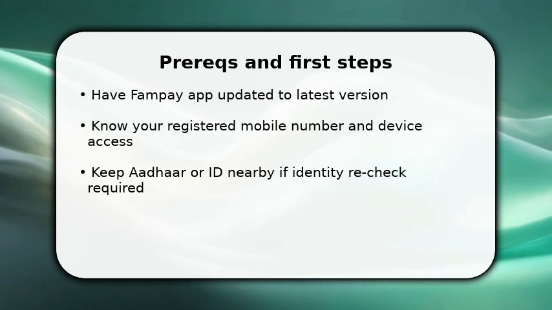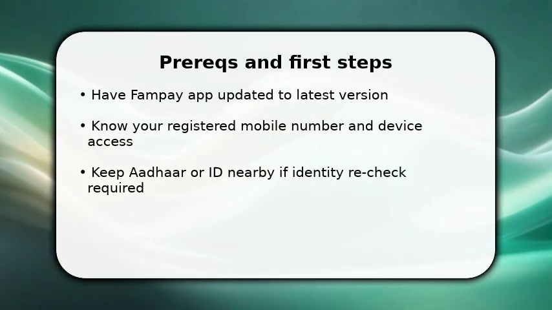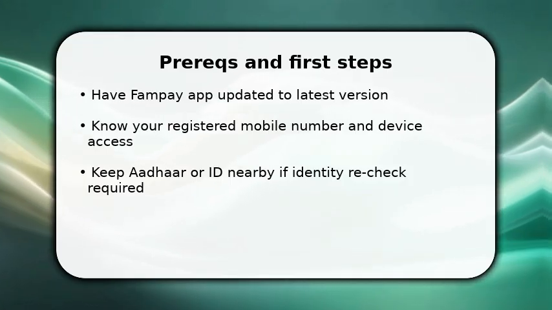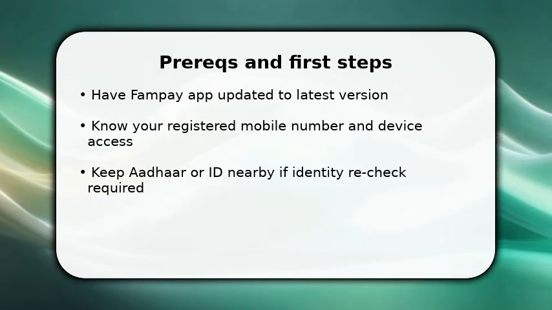Enjoy the video. You start by opening Fampay and signing in with the registered mobile number. Enter OTP to authenticate. Once you're on the home screen, tap Profile or Settings immediately to access security options.